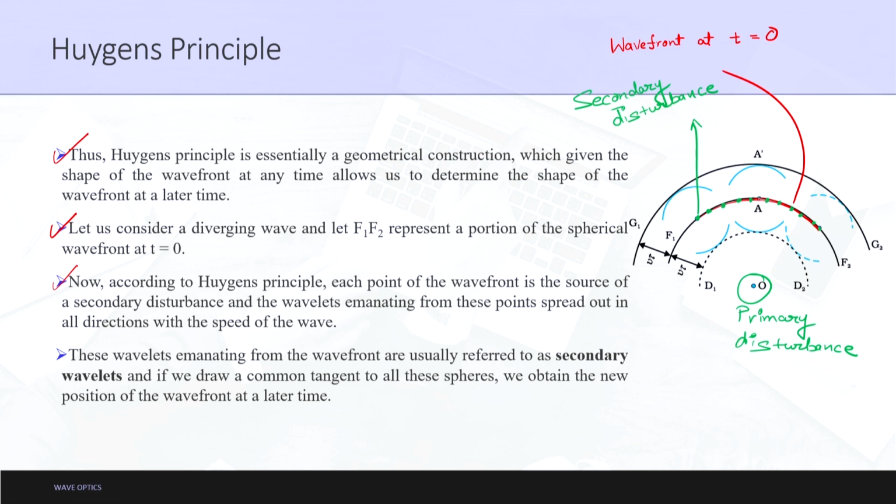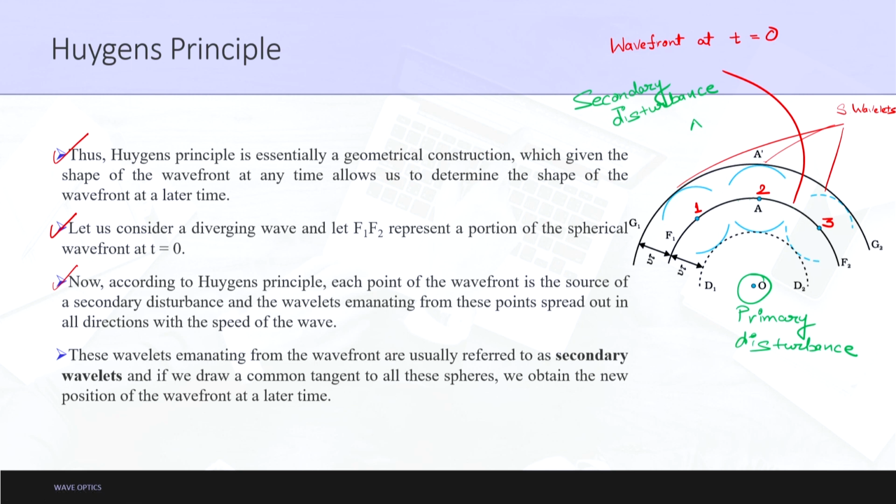Let this point be 1, let this point be 2, and let this point be 3. These blue lines are nothing but secondary wavelets. Now, if I make a tangent to these secondary wavelets, this is what we will get, and this is nothing but the wavefront at some time t is equal to tau.